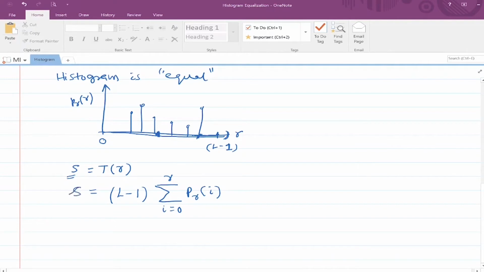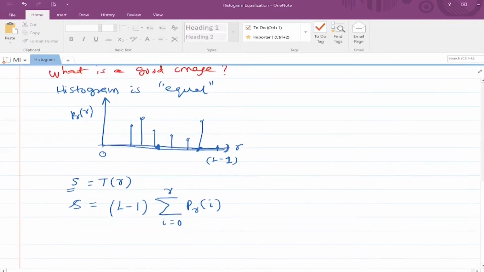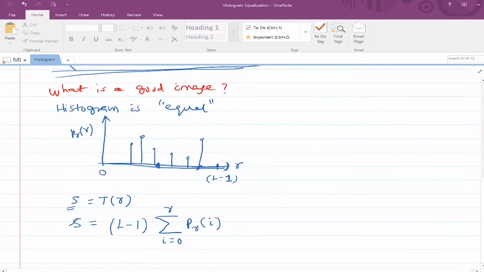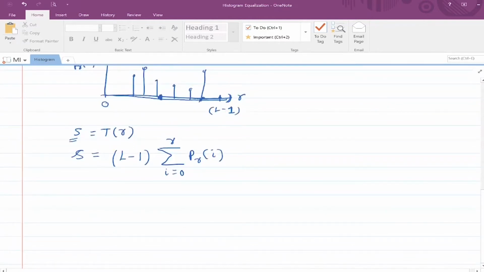So I hope it is clear from this definition why we are expecting this function to give us, in theory, an equal histogram. However, the S values we get with this transformation will not be integer values all the time. So you will be approximating to the nearest integer, and that could eventually result in a histogram which is not exactly equal but somewhat better than earlier and somewhat close to equal. We will see that soon with some examples.